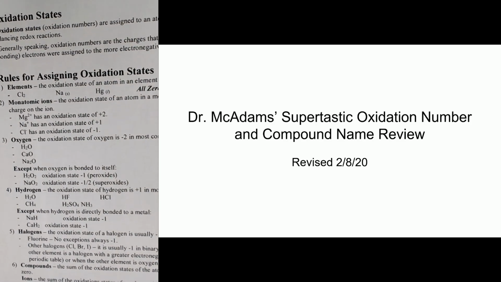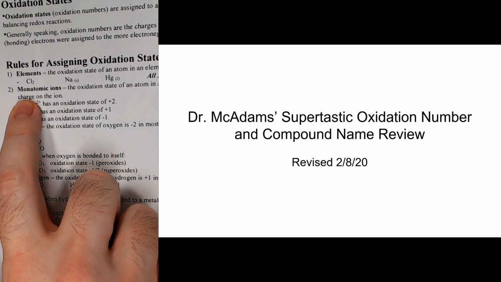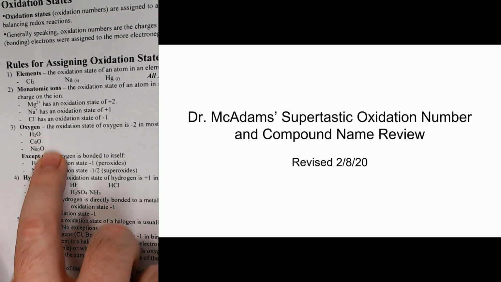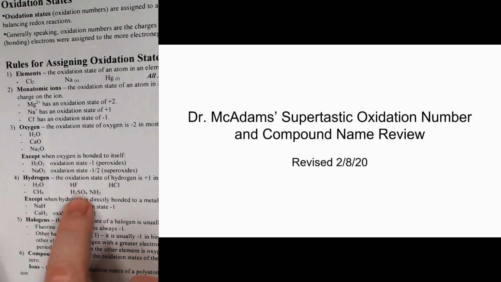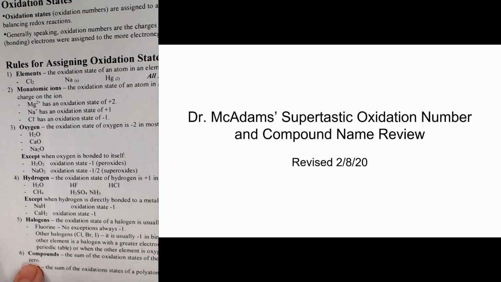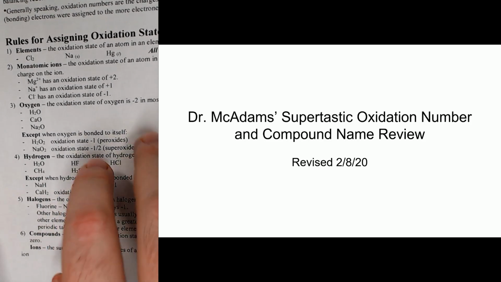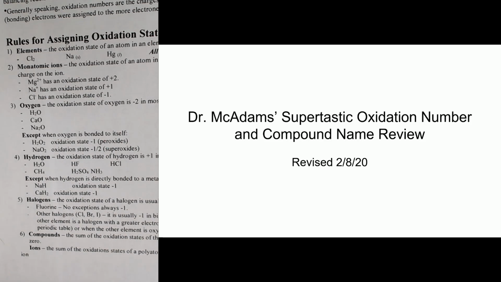All right, so our rules are element 0, monatomic ion, the charge, oxygen -2, hydrogen +1, halogens -1, and compound, and then added up is our last rule there. So I'm going to put that right there. So that is that document that I was showing you guys a little bit earlier, and then that way we can refer to that while we are looking at these.